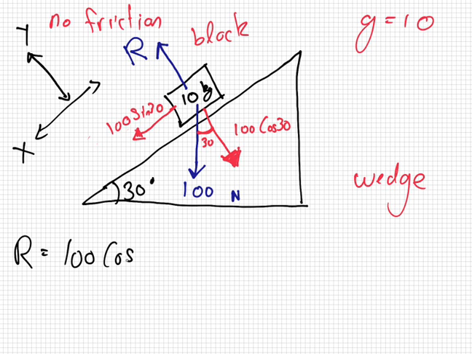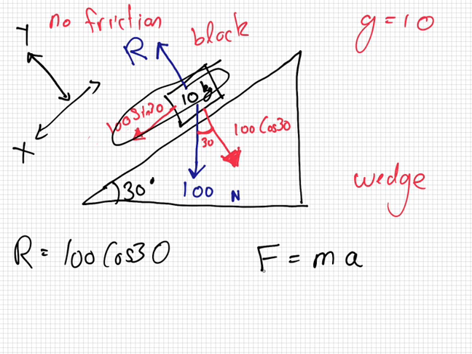100 cos 30. Now, in this direction, is the block accelerating? Is it getting faster? Yes. So what formula can we use to find acceleration? We can use Newton's formula.